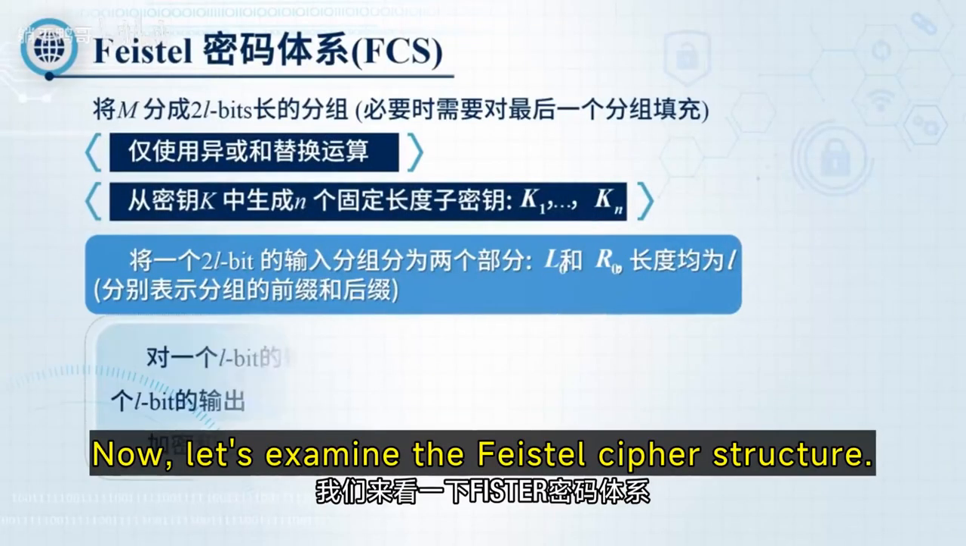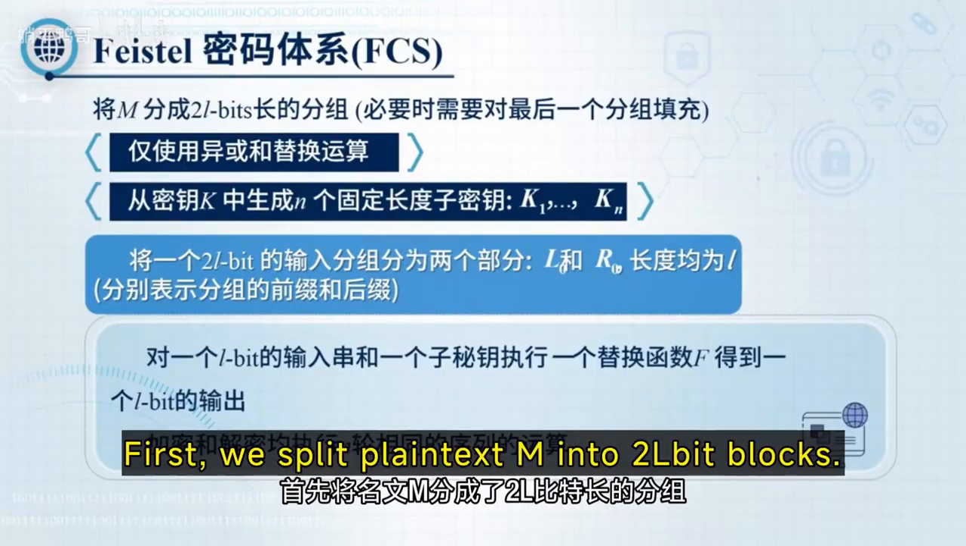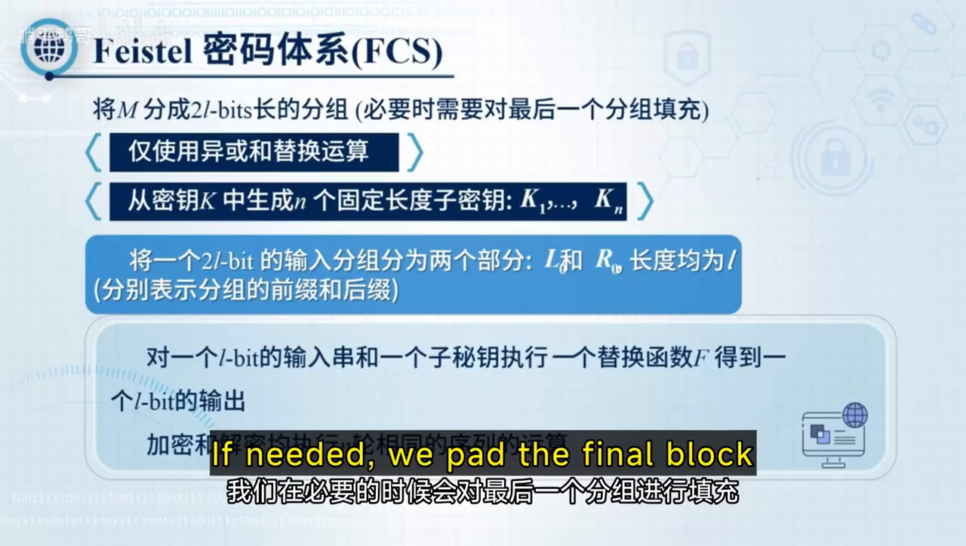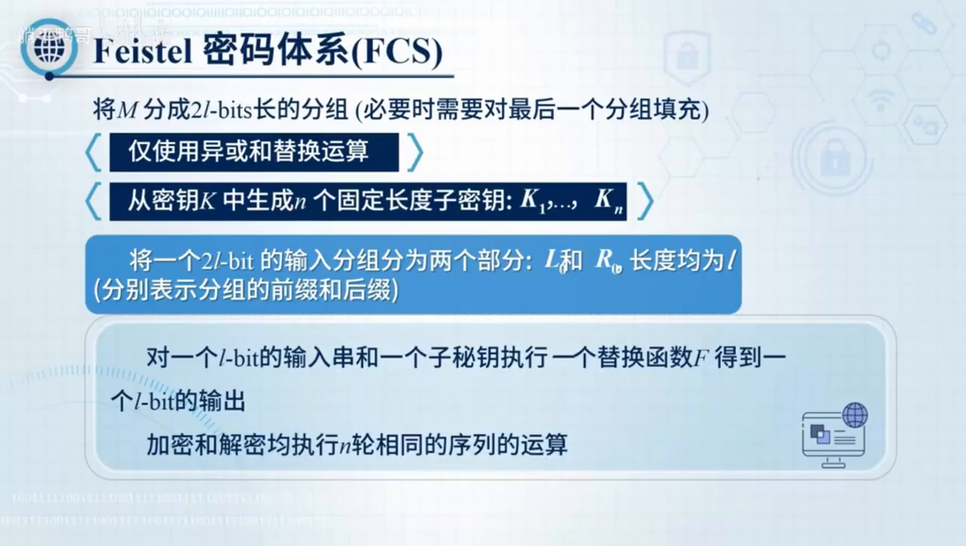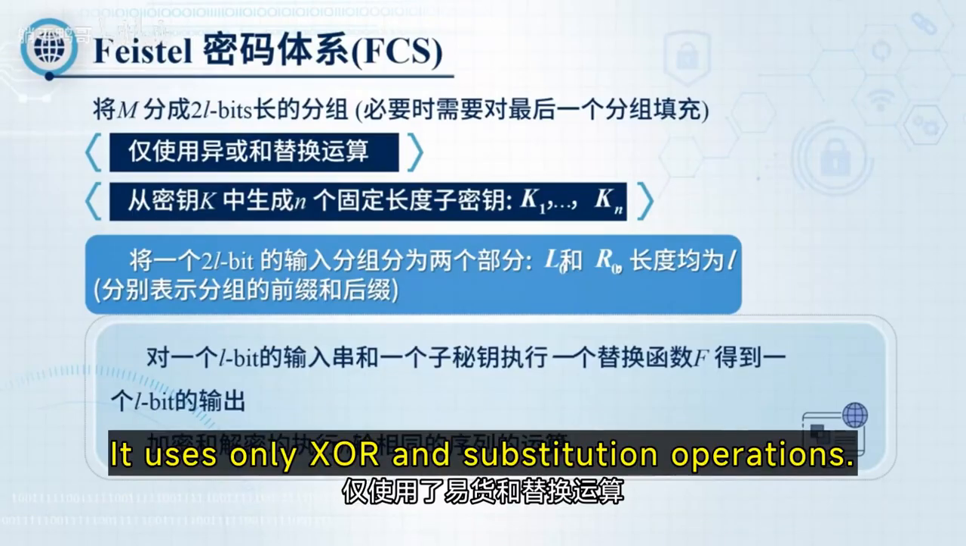Now, let's examine the Feistel cipher structure. First, we split plaintext M into 2 L-bit blocks. If needed, we pad the final block to match the 2L requirement. It uses only XOR and substitution operations.